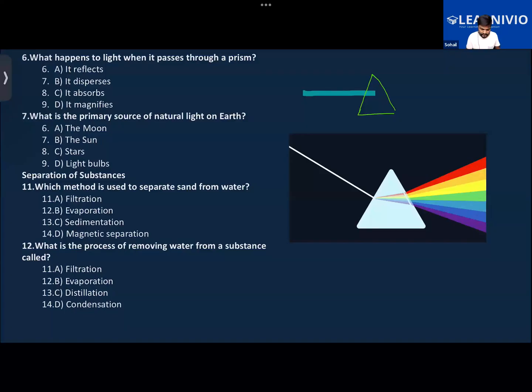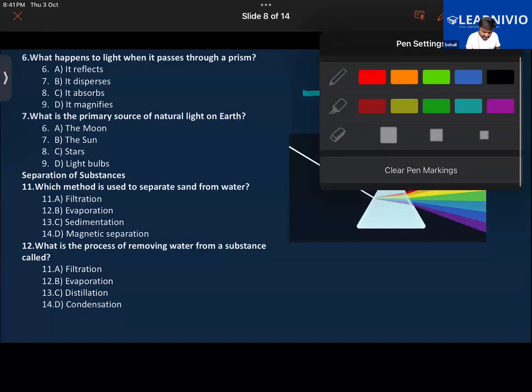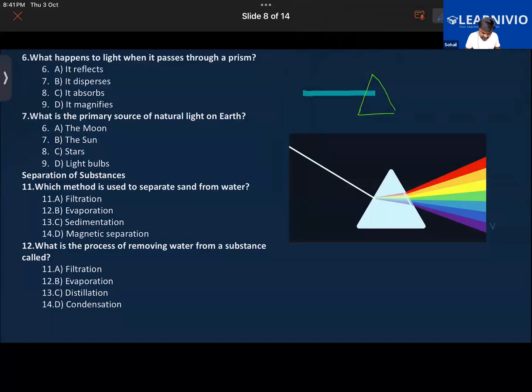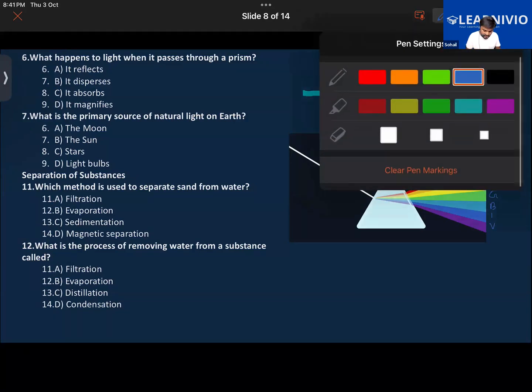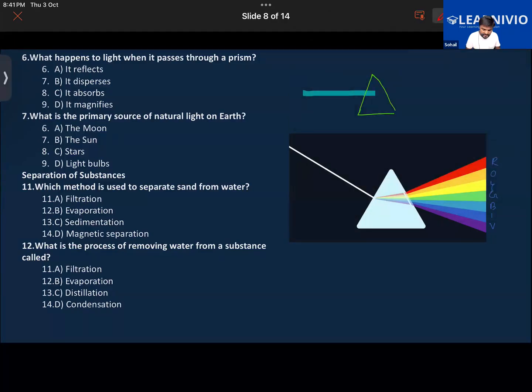Getting it now? So this one here is the violet, indigo, blue, green, yellow, orange, and red. Exactly. And suppose you were to obtain the image of these colors on a screen. So उसे हम spectrum कहते हैं. Remember? That is called a spectrum.